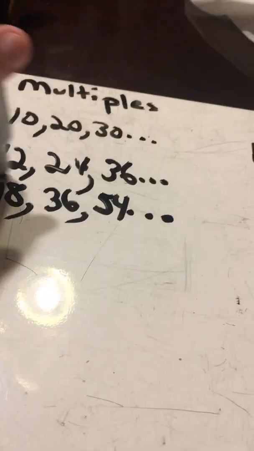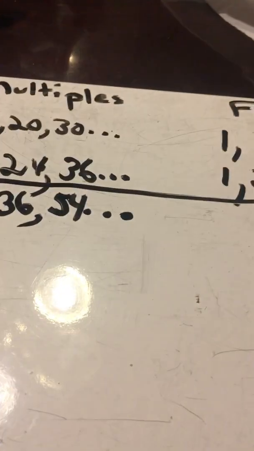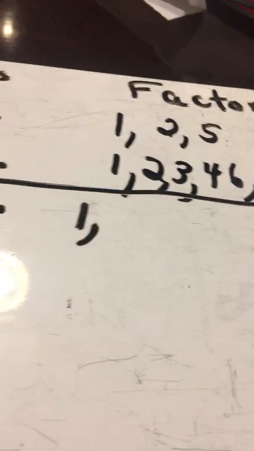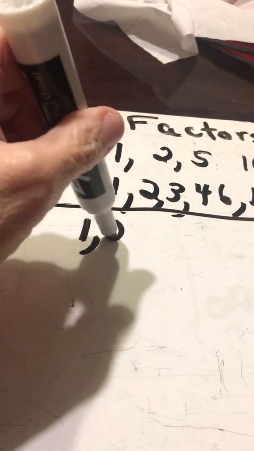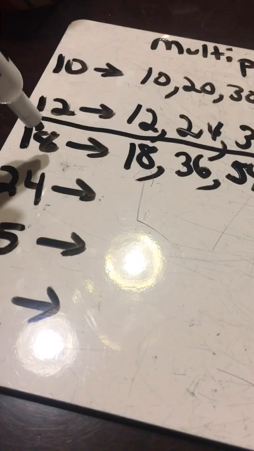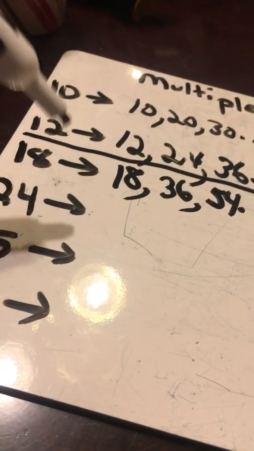The factors always start with 1, fun factor. So the first one is 1. 1 times what will give you 18? 18. So there's the first pair. Now, we always try 2 next. Will 2 go into 18? Yes. How do we know? Because 18 is an even number. 2 goes into any even number.